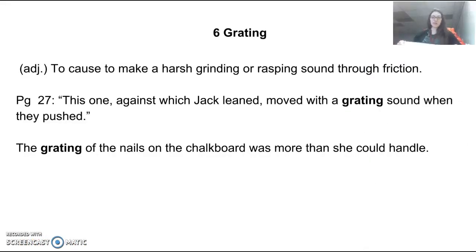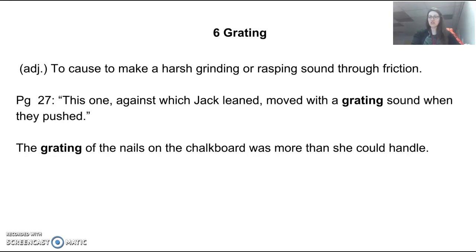Number 6 is grating. It's an adjective, and it means to cause to make a harsh grinding or rasping sound through friction. Please rate your word knowledge for grating. And right below the 1, 2, 3, 4, will you please write the word strident? Strident was our second vocabulary word. Strident and grating could be synonymous, could be synonyms.